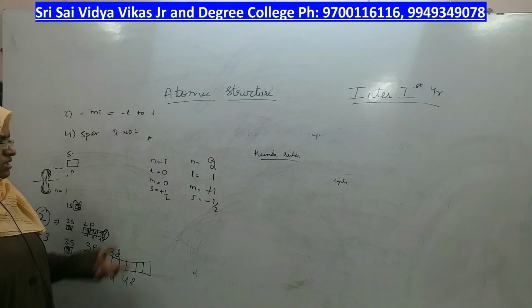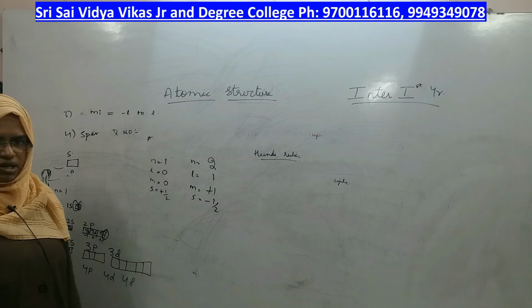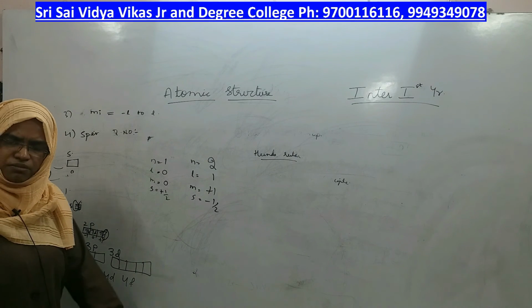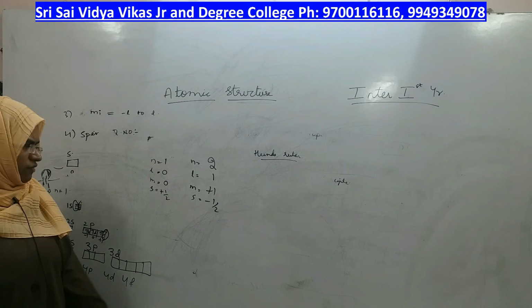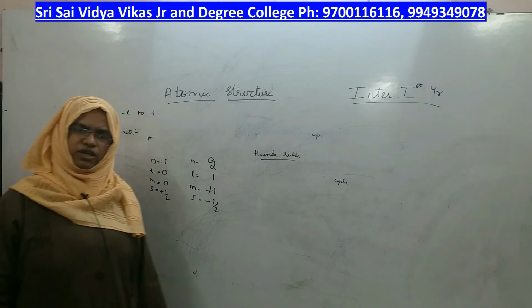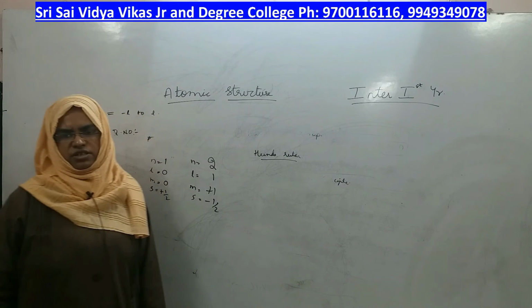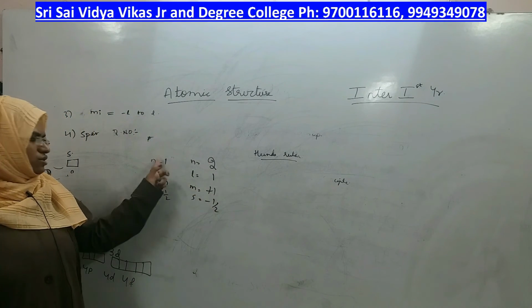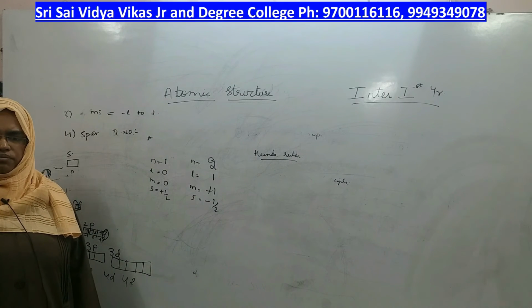How many quantum numbers are coming out to be correct? Not a single quantum number is coming out to be correct. That is possible. All 4 quantum numbers can be different. All 3 quantum numbers can be different. 2 quantum numbers can be different. Only 1 can be different. But all the 4 cannot be same. Right? So, that is Pauli's exclusion principle.